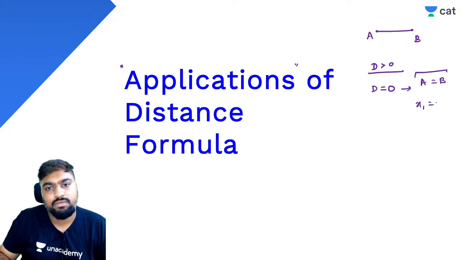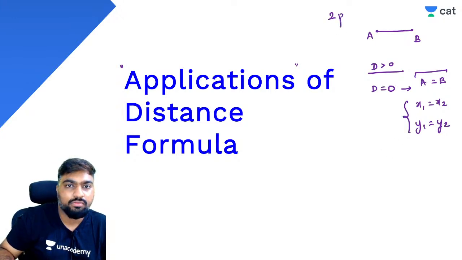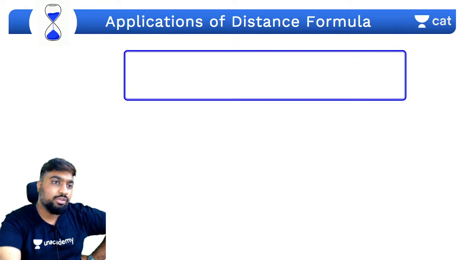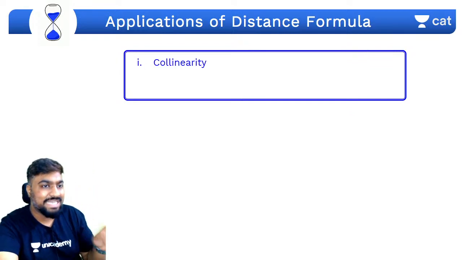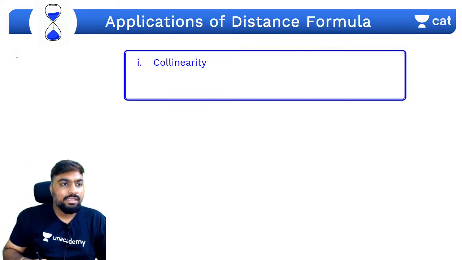That is, x1 and x2 are equal, y1 and y2 are equal. They are the same points. That is for 2 points, when 2 points are given to you. When more than 2 points are given to us, let's say when 3 points are given to us, then using these 3 points, what can you prove? You can prove if the given set of 3 points are collinear or not. What do you mean by collinear? Them lying on the same line.